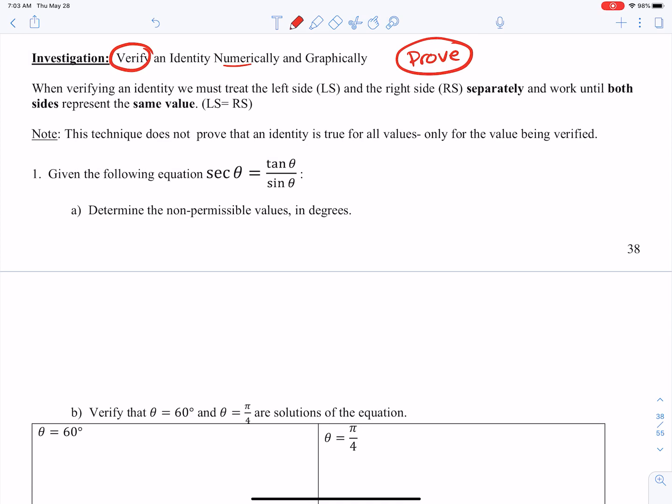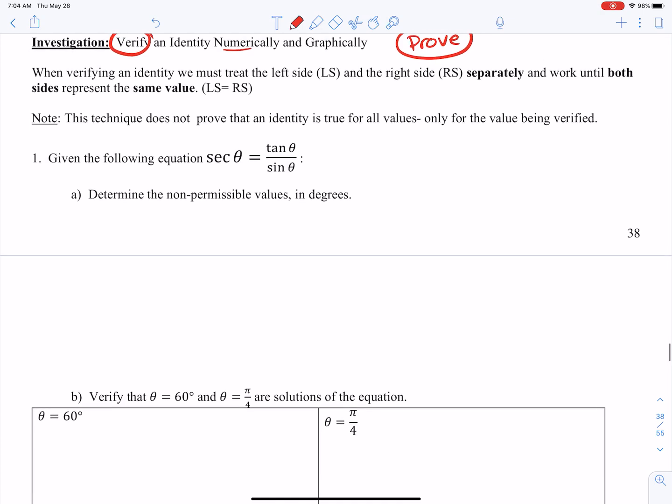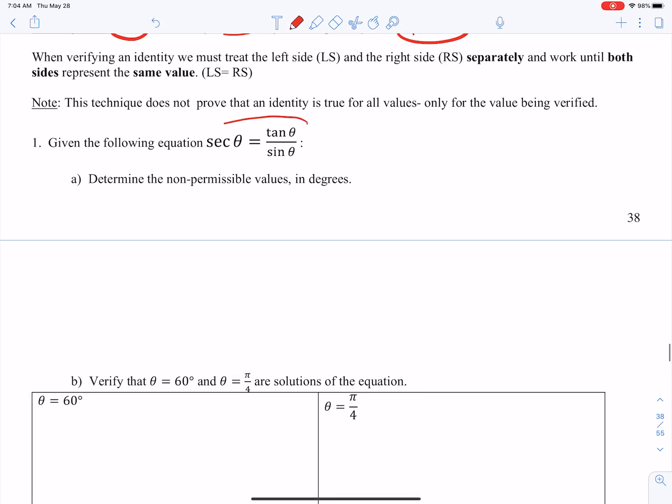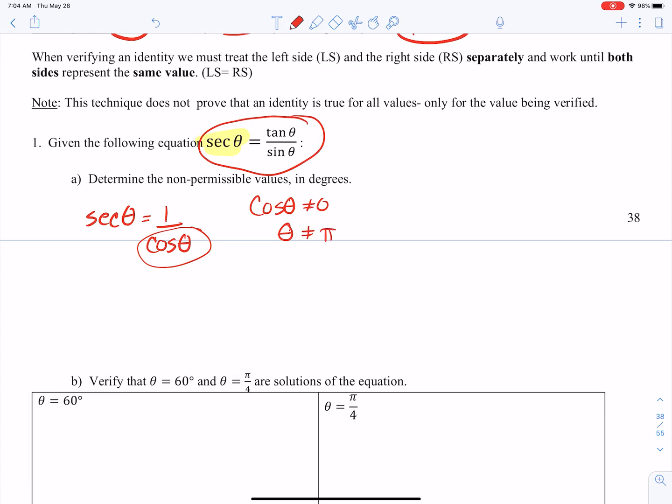All right, so let's look at this question here. Given the equation, determine the non-permissible values. All right, first thing I'm going to deal with is sec. We know sec theta is equal to 1 over cos theta. Therefore, I have to state restrictions for cos theta. So I know cos theta cannot equal 0. Therefore, theta cannot equal pi over 2 plus pi n, n being an integer.